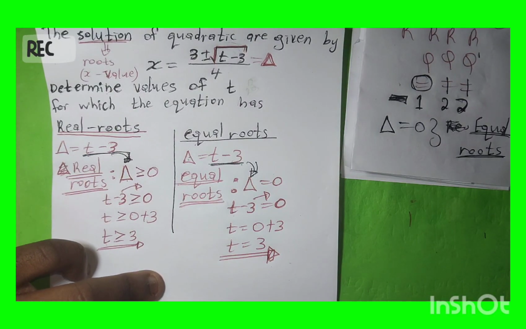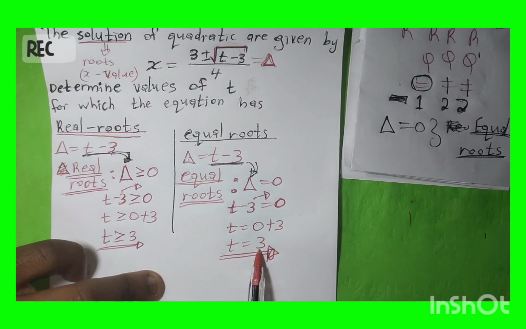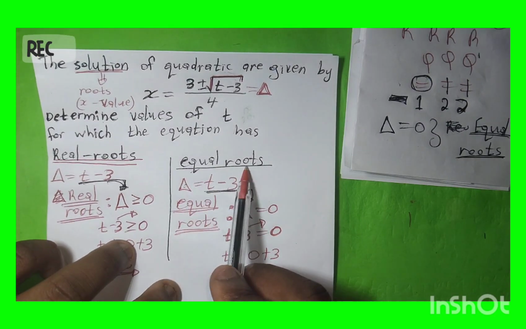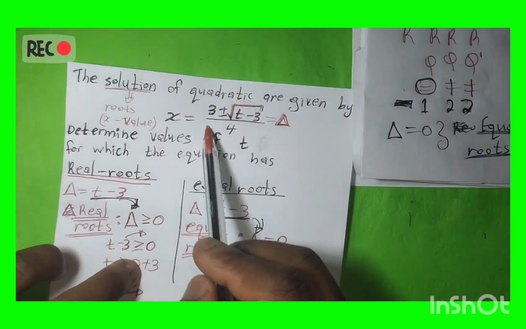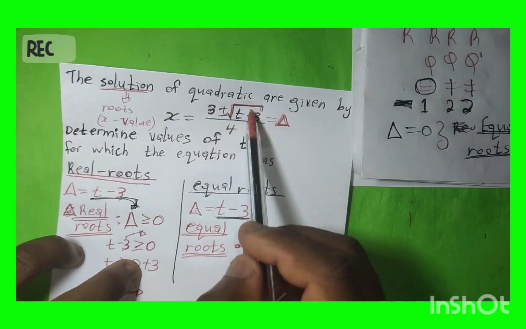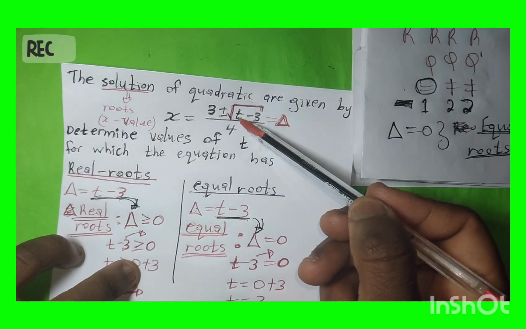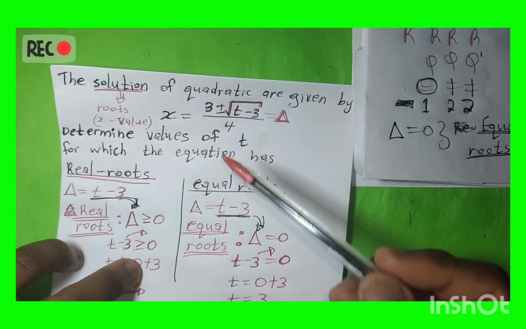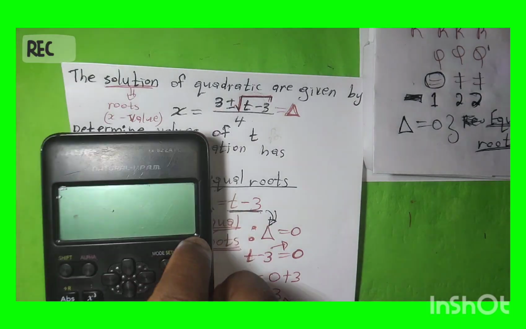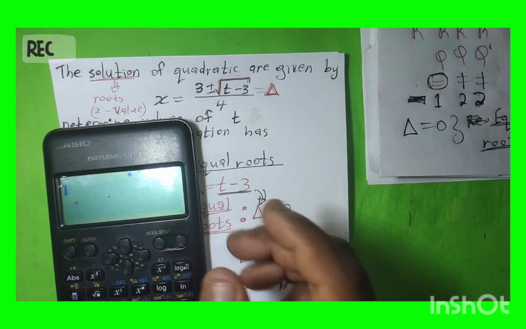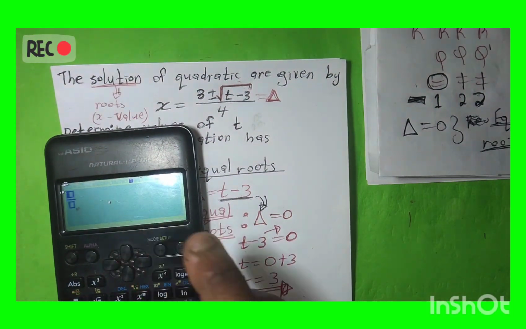Do you see this thing? So it means, guys, when t is equal to 3, I will got equal roots there. Meaning this thing will give me equal roots. When t is equal to 3, I will only got equal roots there. Let's try to prove it, because that one is easy to prove. This is how you do it there.